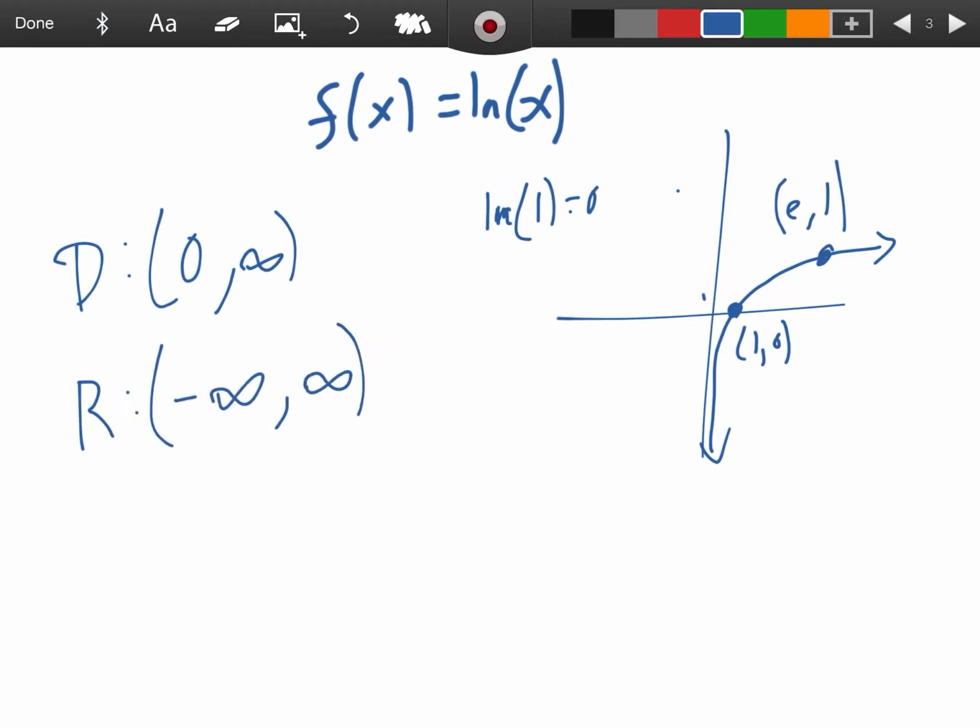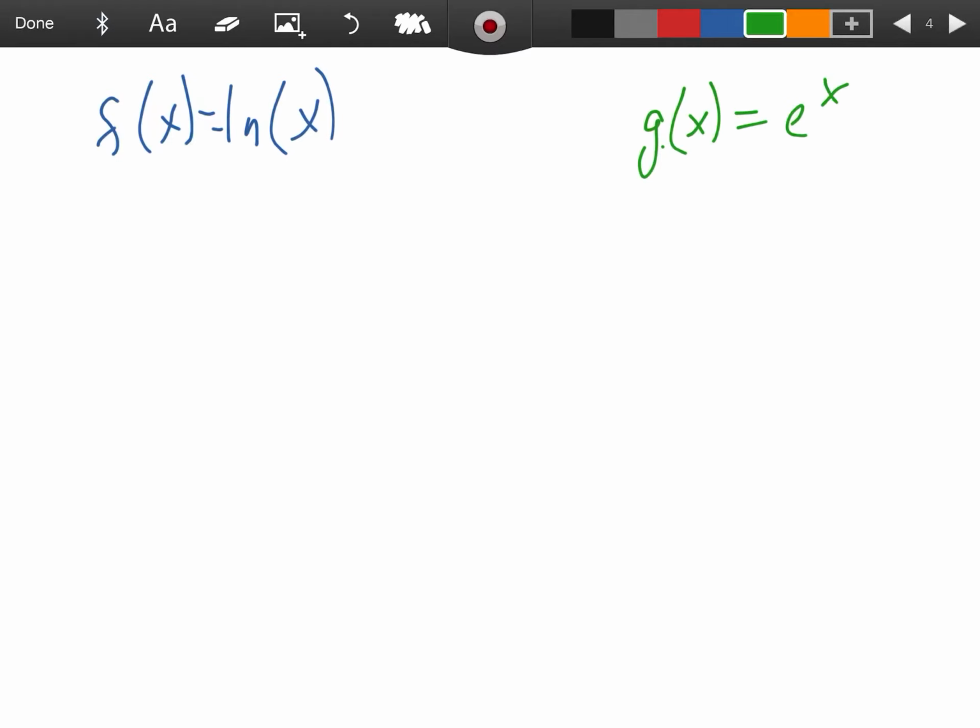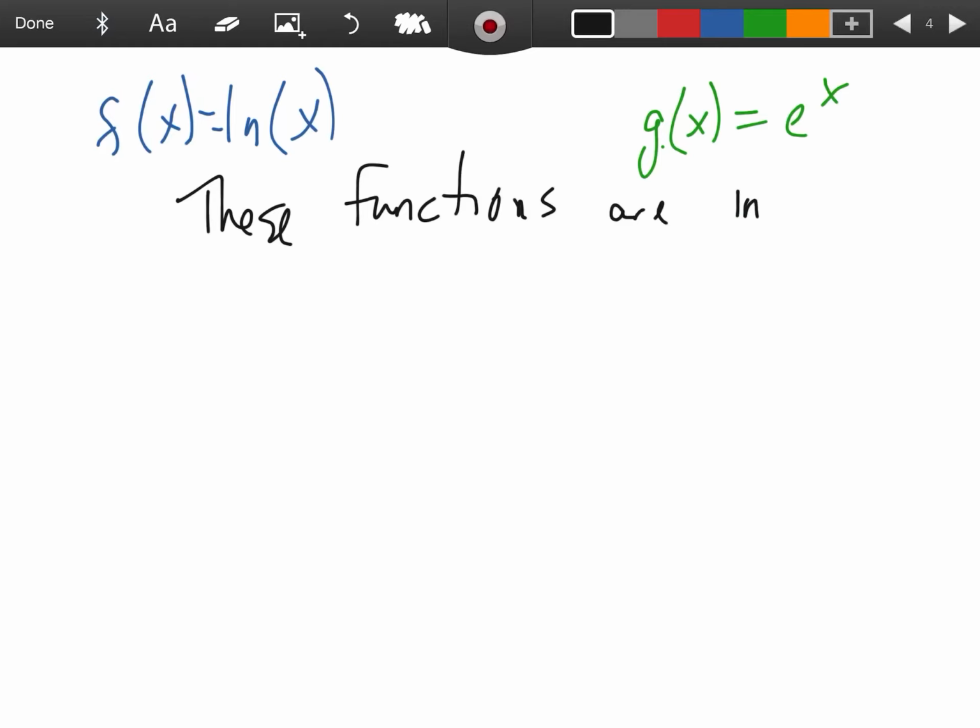What I want to do now is take a look at the similarities between f of x equals the natural log of x and the function g of x equals e to the x. In our next class, we are going to talk more about how these two functions are inverses. We've talked about that a little bit already, right? How do I get rid of the natural log? I need to do e to the power of both sides. So these functions are inverses of each other.